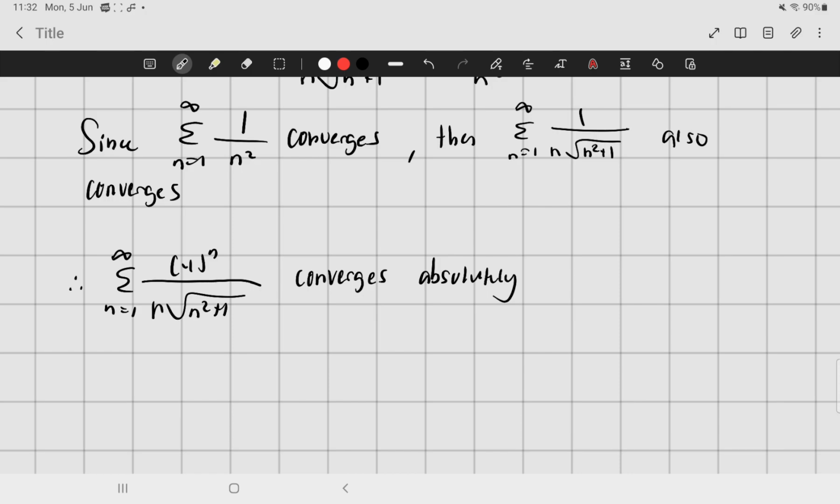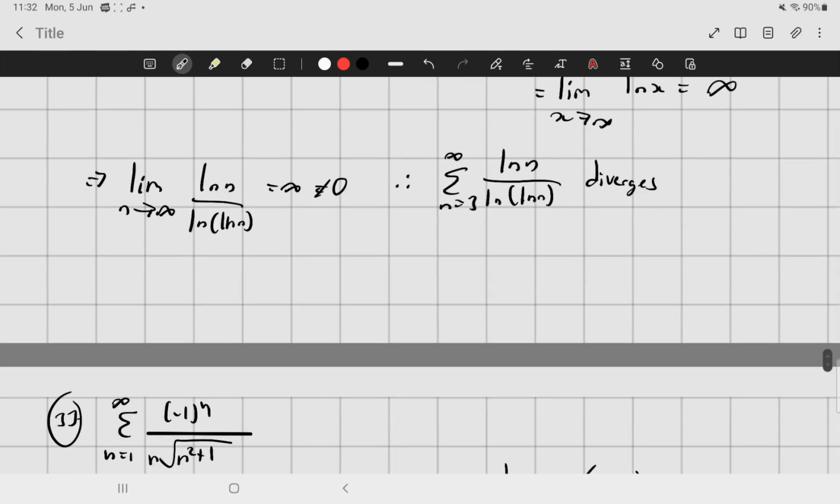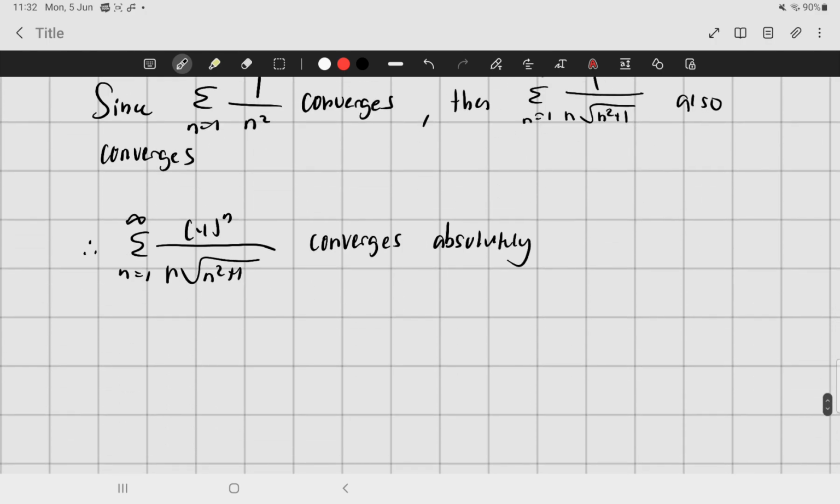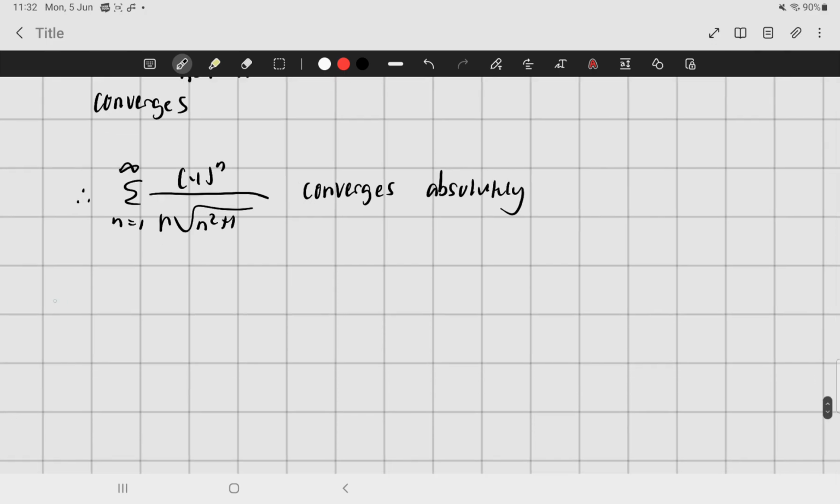All right. So yeah, it converges absolutely. Which question is this? Question 33. Yeah, absolutely. Okay. All right, this is question 34. Okay, 34.